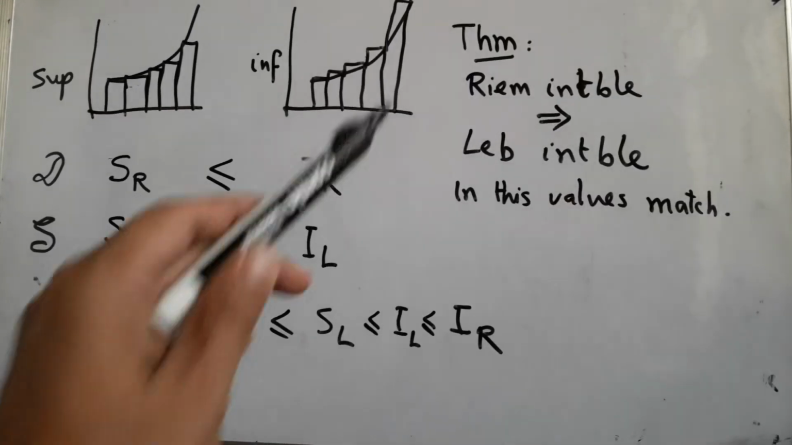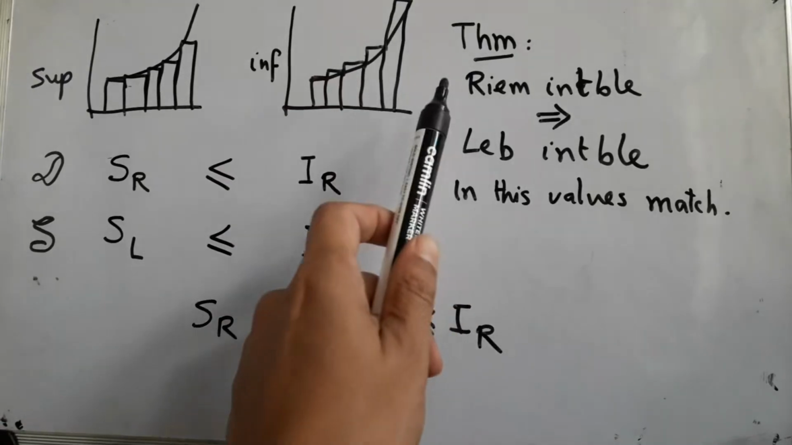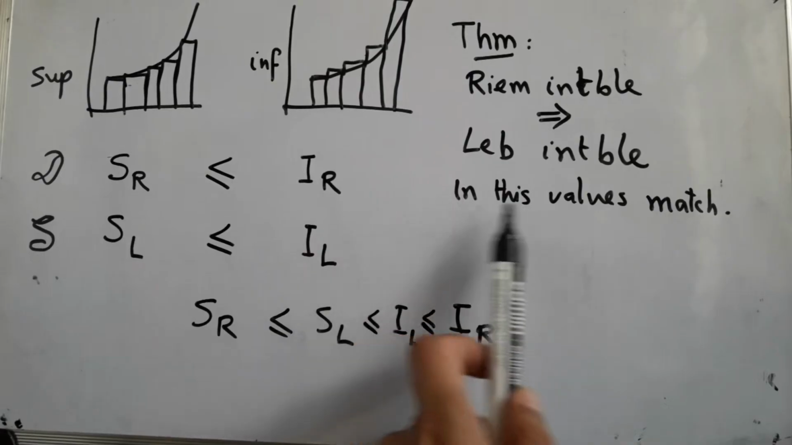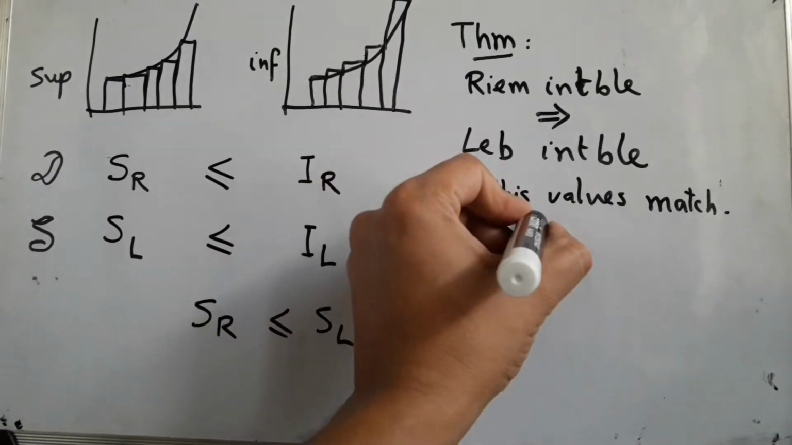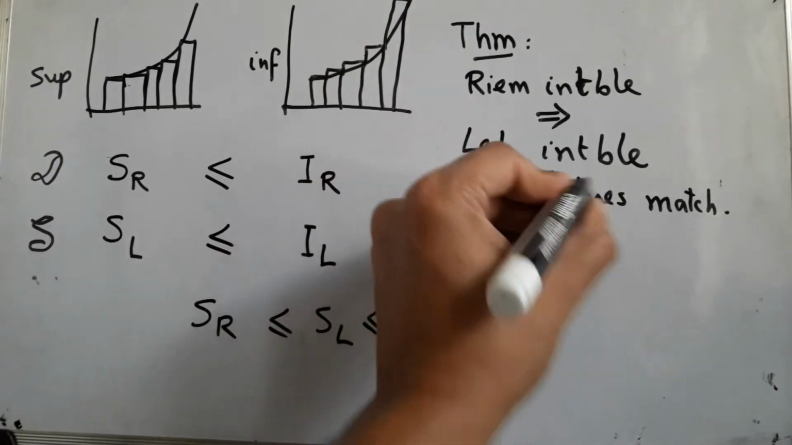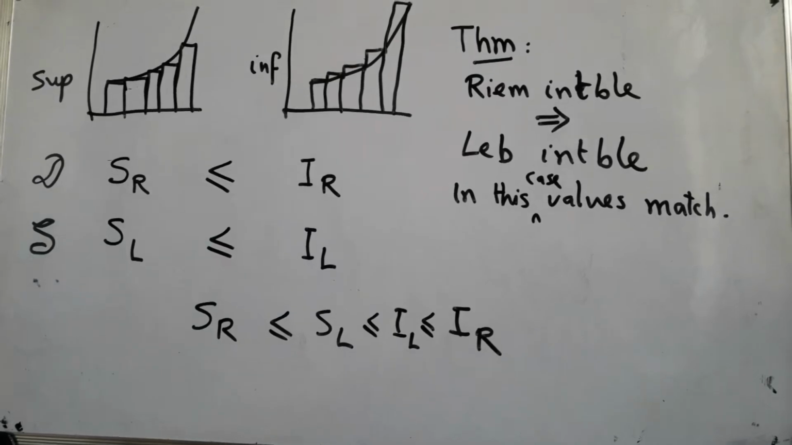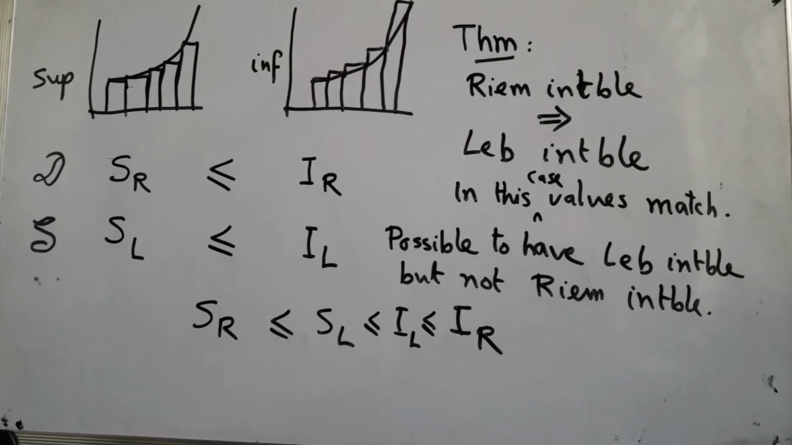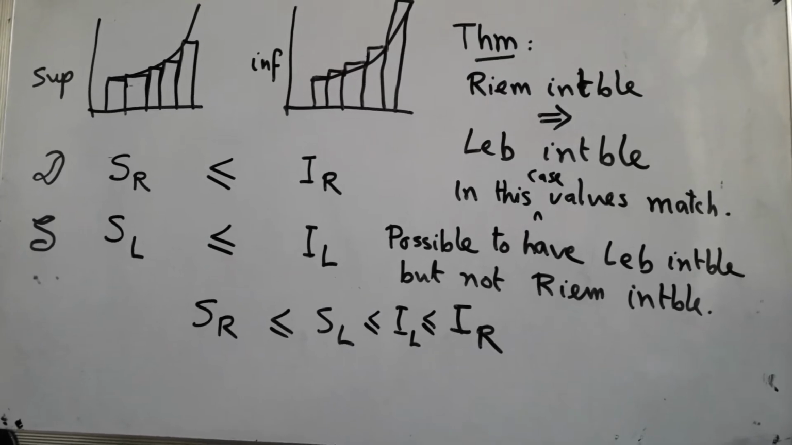Formally, we have this theorem: if a function is Riemann integrable, it has to be Lebesgue integrable, and in this case, the values must match. However, it is possible to have something which is Lebesgue integrable but not Riemann integrable.